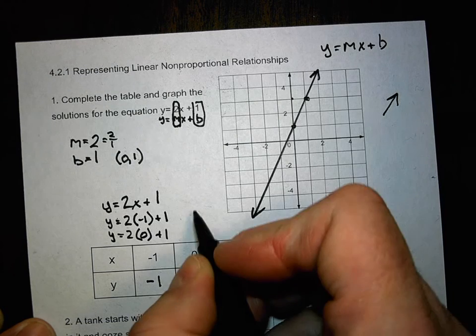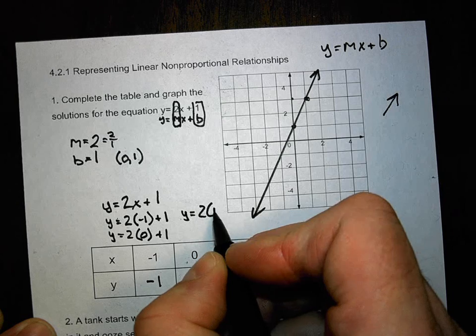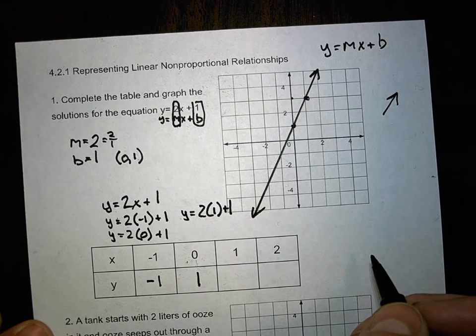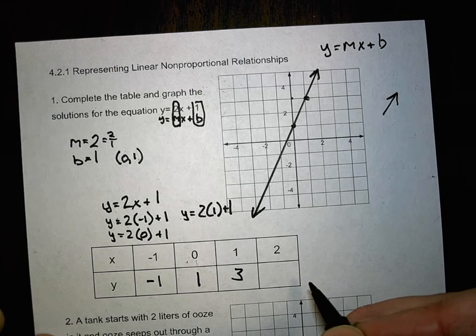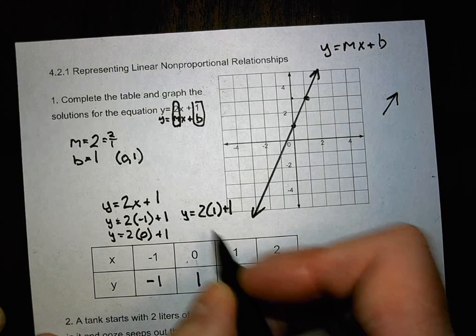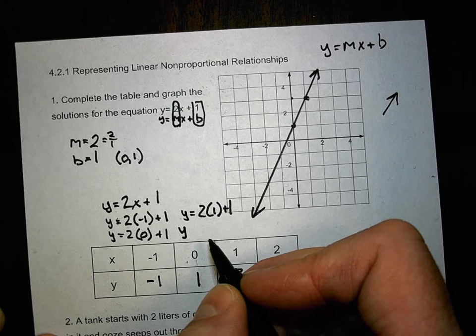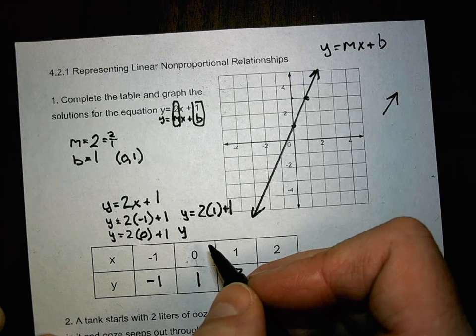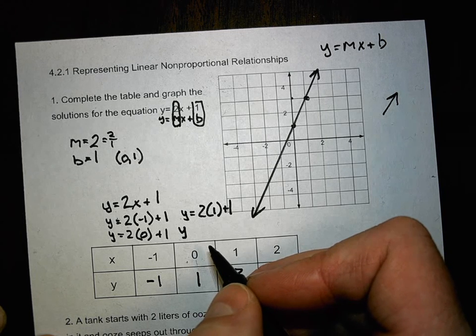Let's put it over here. Now x is 1. Y equals 2 times 1 plus 1. What's 2 times 1? 2. What's plus 1? 3. Why is it rising 2 every time? What does the 2 equate to? The 2, the m. It's the slope. Yeah. It rises by the slope each time.